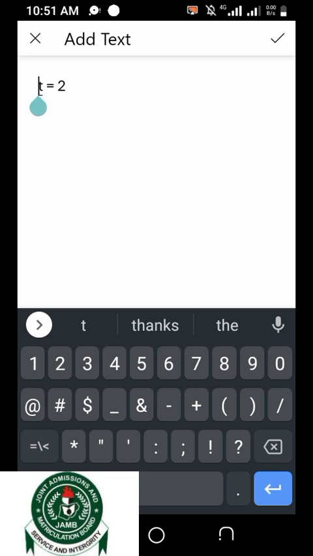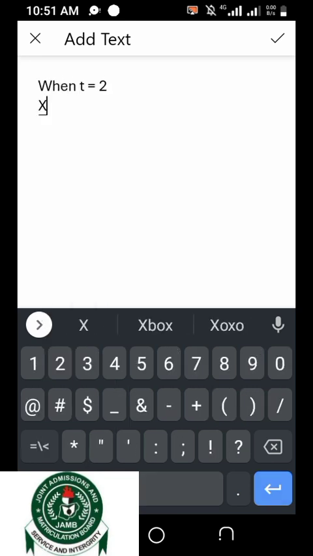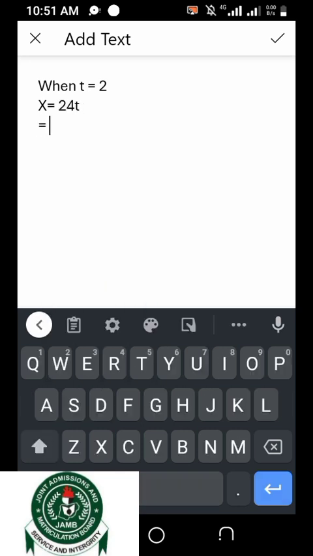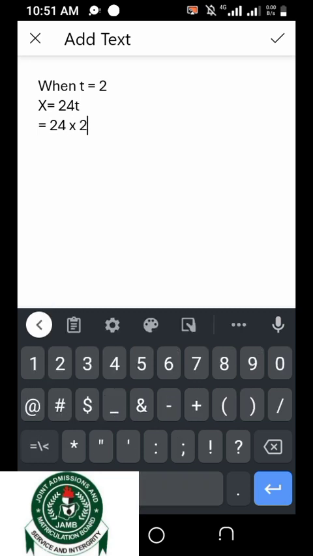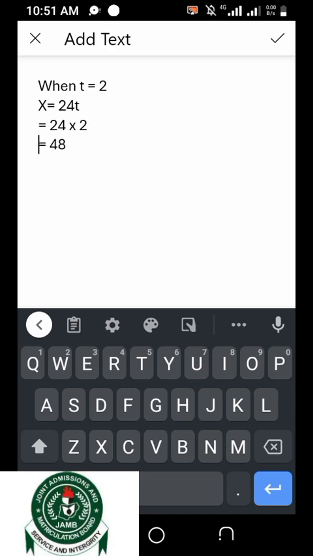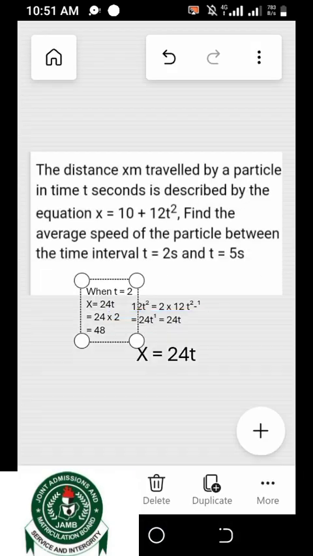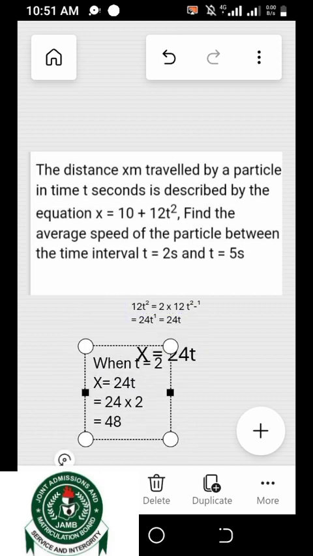When t is equal to 2, we have x equals 24t. So x will be equal to 24 times 2, which is equal to 48. So let's take the 48 down. Take note, that's the first one.